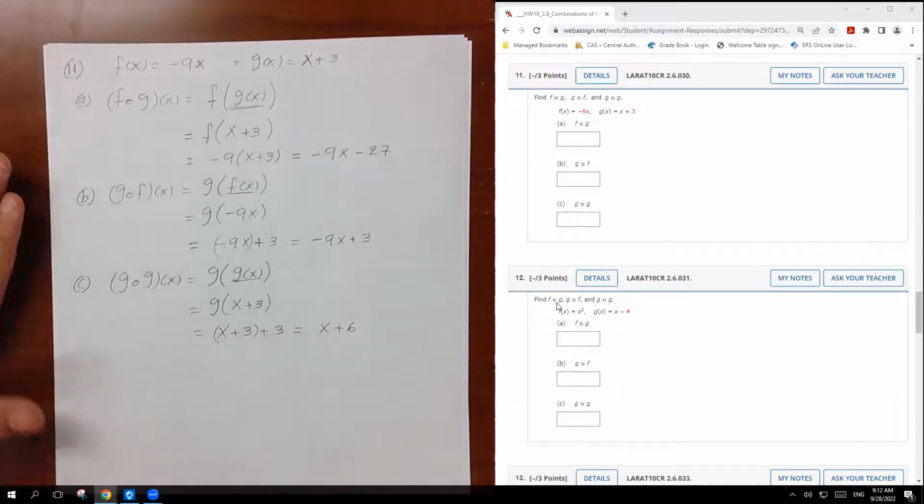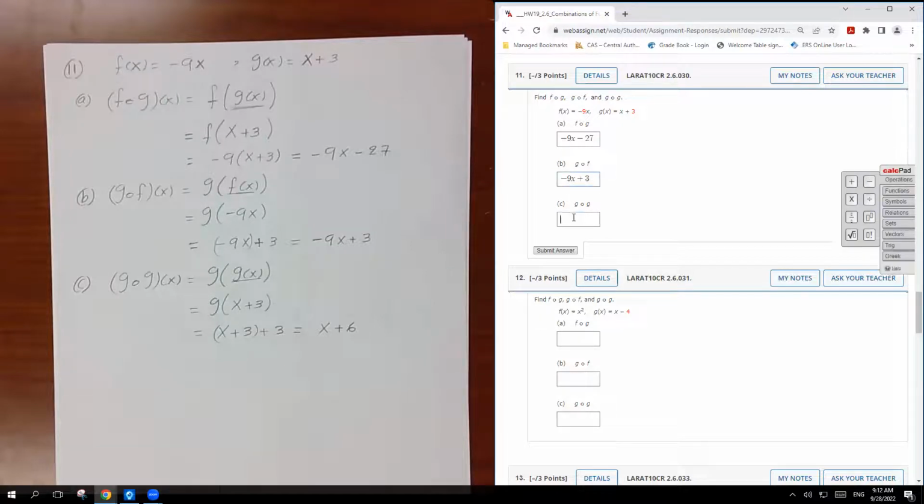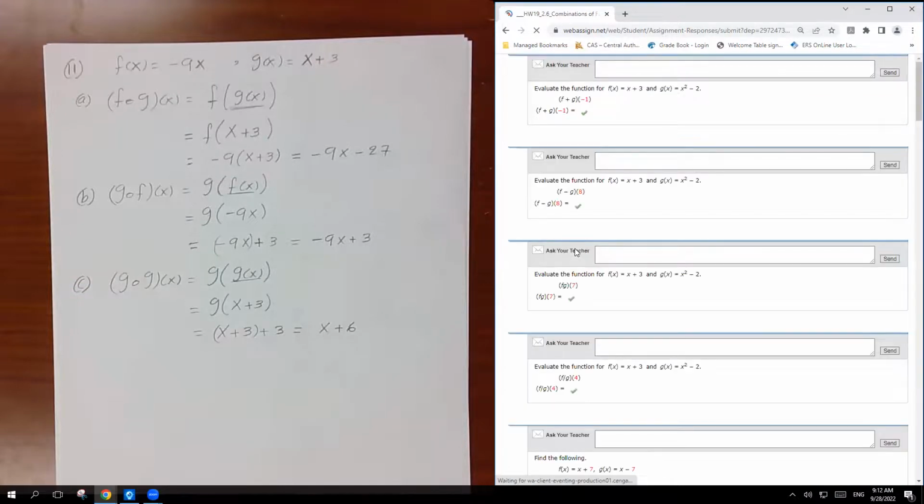So that's the whole thing for example 11. So we're going to put here negative 9x minus 27. The second one is going to be negative 9x plus 3. And the third one is going to be x plus 6. That's it for this example. We're going to do the same thing with 12. Let's go to 13.